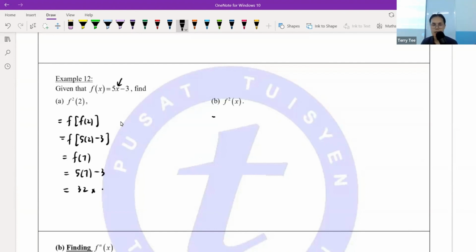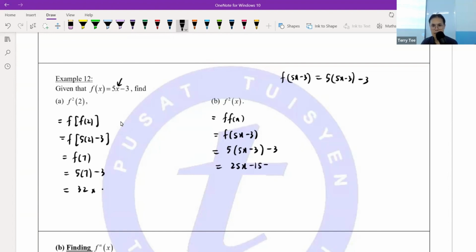Okay. Now, next, what is f2(x)? f2(x) means f(f(x)). So you put f(x) inside f(x). So your f(x) is what, guys? Your f(x) is 5x minus 3. Remember, got a bracket. If you have 5x minus 3 here, I must put 5x minus 3 here. So it's going to look like this. 5 bracket minus 3, 5x minus 3. This will be 25x minus 15 minus 3. You get 25x minus 18.